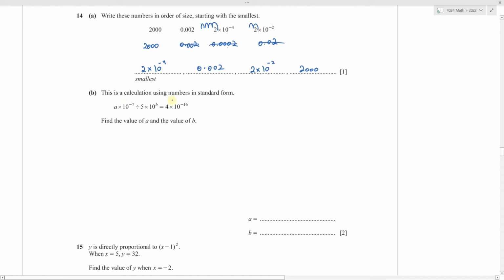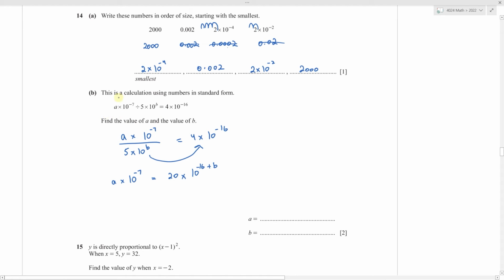Part B, this is a calculation using numbers in standard form. You're given this equation. Find the value of A and value of B. So let me write this down as a fraction because this is a division sign. So I will get A into 10 power minus 7 divided by 5 into 10 power B equals to 4 into 10 power minus 16. So I'll take this to the other side so that I can find the value of A. So A into 10 power minus 7 will be 5 times 4 is 20 multiplied by, so this is being multiplied here, so these powers of 10 will add. So 10 power minus 16 and then plus B.